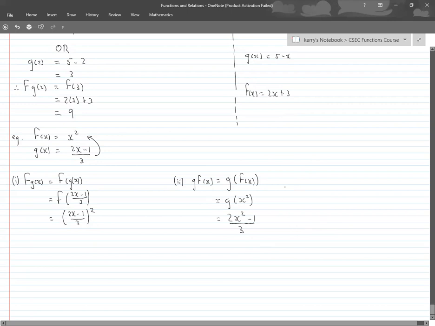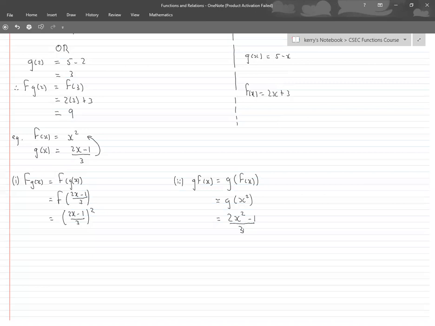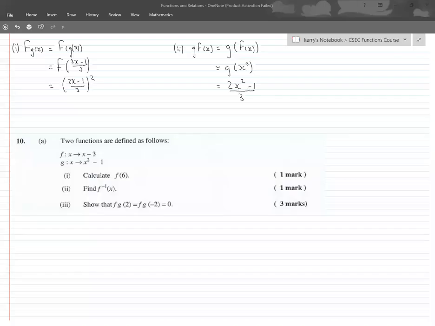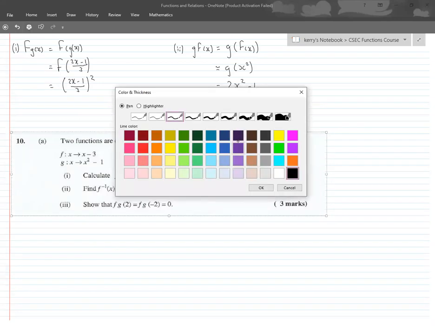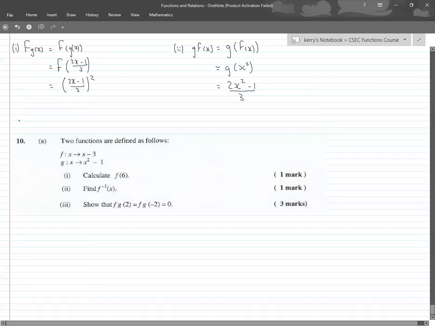So now what we'll do, we will look at a few past paper questions on functions, answer them, and we could see a fair amount on how we do functions. So let's look at this first one here, which is from January 2009.